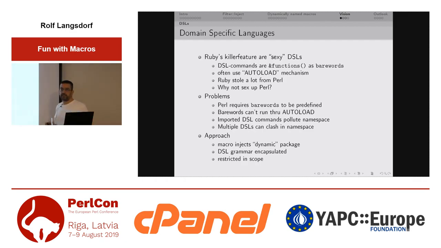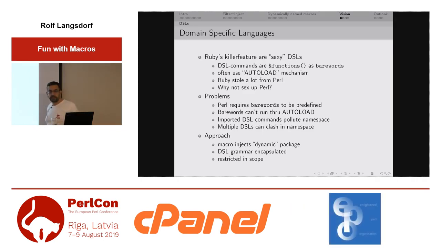Ruby is actually, and I can't repeat it often enough because nobody talks about it, a love child of Perl and what's the language again? Smalltalk. It's a love child of Smalltalk and Perl, because if you look into the details of Ruby, it's so Perlish, semantically, not from the syntax. People only see the syntax, but on the inside. So why not sex up Perl?